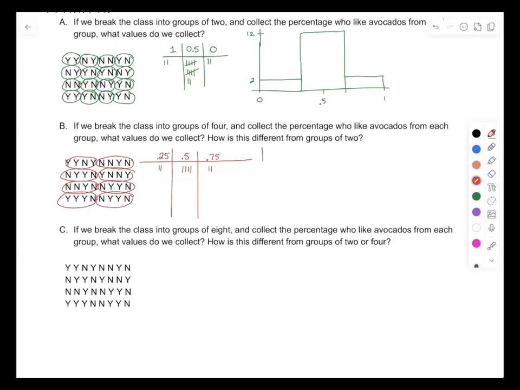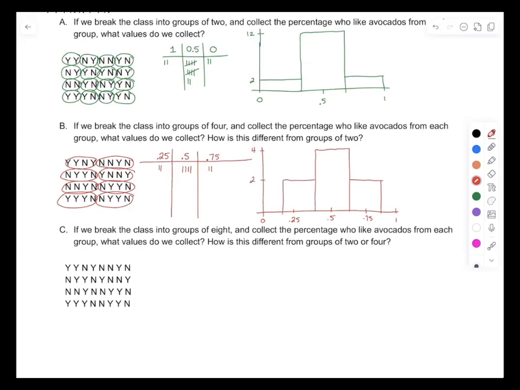If I make the histogram for this information, I'm going to put 0.5 right in the middle again. Here's 1 all the way out here. Here's 0 down here. The 50% group has the most. It goes up to 4 for this one. And then I have to put 0.25 and 0.75 kind of in the middle. I had 2 for each, so this goes up to 2.